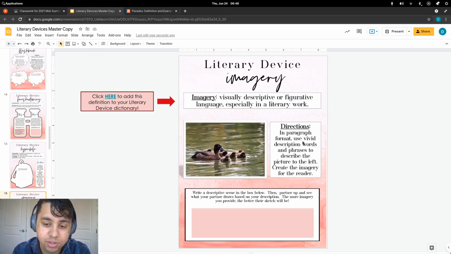Or figurative language, especially in a literary work. Directions: in a paragraph format, use vivid descriptions or phrases to describe the picture to the left. Create the imagery for the reader.